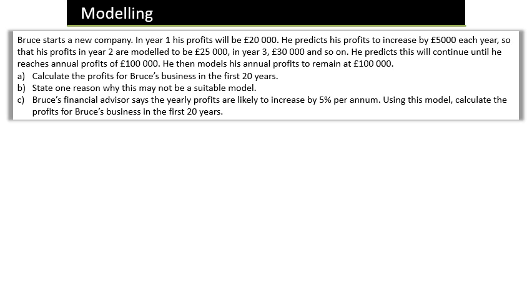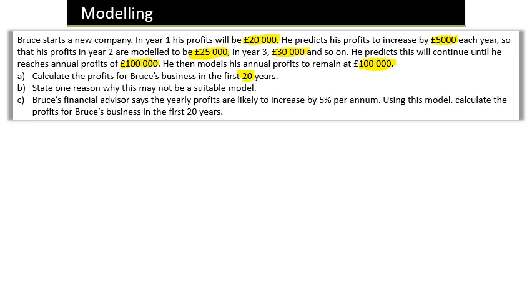So Bruce starts a new company. This is his profits for year 1. He predicts those to increase by £5,000 each year. So in year 2, 25,000, year 3, 30,000, and so on. He predicts this will continue until he reaches £100,000, and then he models those annual profits to remain at £100,000. We want to calculate the profit for the first 20 years.